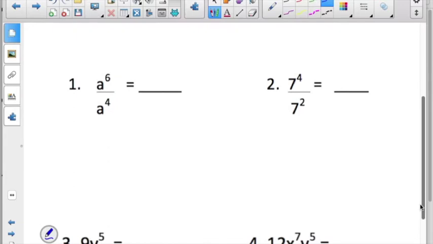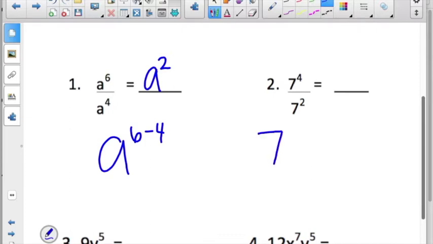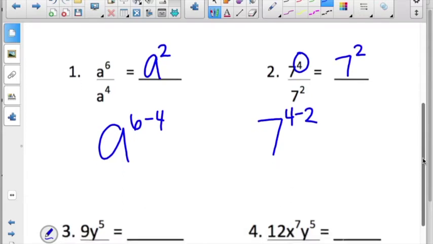So we're going to keep the base, and we're going to subtract our exponents. They are 6. We put the 6 first, minus 4. 6 minus 4 is 2, so our answer is a to the 2nd power, or a squared. Our second example is 7 to the 4th over 7 squared. We keep the base, which is 7, and we subtract the exponents. 4 minus 2. Always put the numerator on first. So we get 7 to the 2nd power. 4 minus 2 is 2.